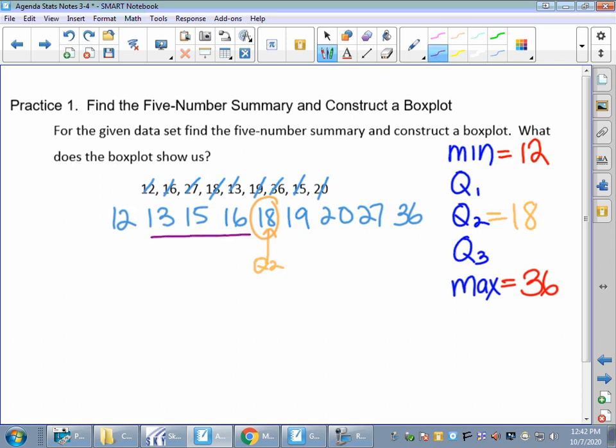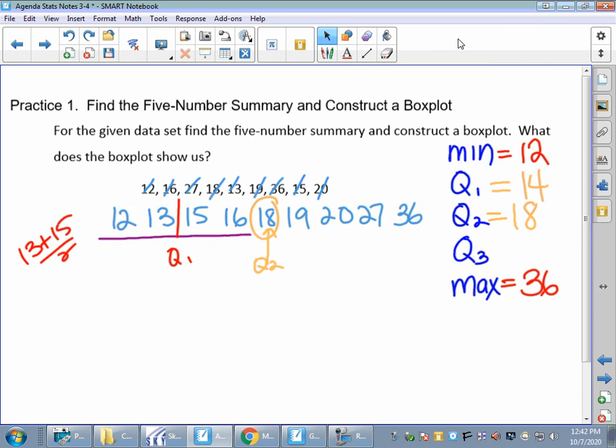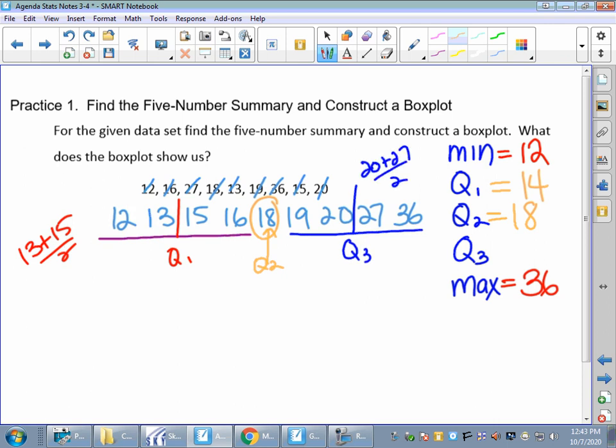Q1, remember, is the median of my lower half. So Q1 is going to fall here, directly in between 13 and 15. So 13 plus 15 divided by 2, or perhaps you can just calculate that out to a 14. My Q3 is going to fall here, the median of my top half. So 20 plus 27 divided by 2, so that's going to be like 23 and a half. And I've got everything I need to set up my box plot.